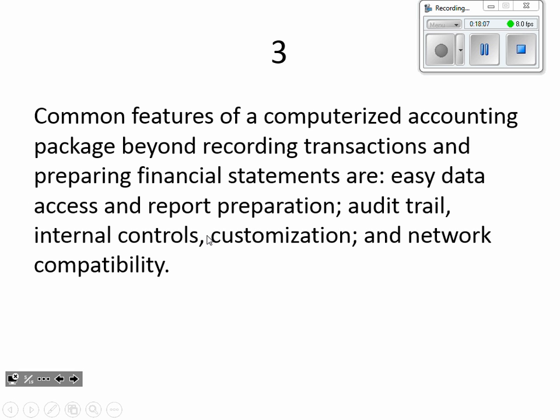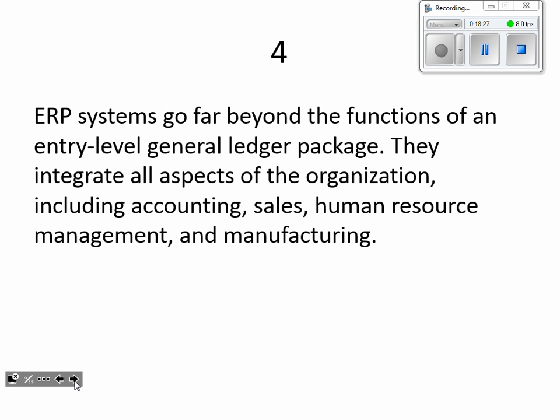Making sure it's able to be customized, and then that it's network compatible, especially as workers work from home, that they can like tap into the computer system from home. That's what that means. Finally, number 4, how does an ERP differ from an entry level? Price tag. And it's usually for manufacturing businesses, but it's more than just your entry level like accounting software. It's usually all aspects, including accounting, sales, HR, and manufacturing.